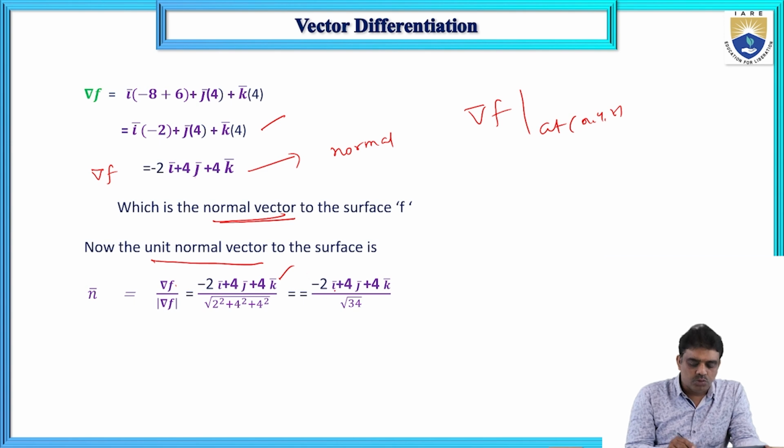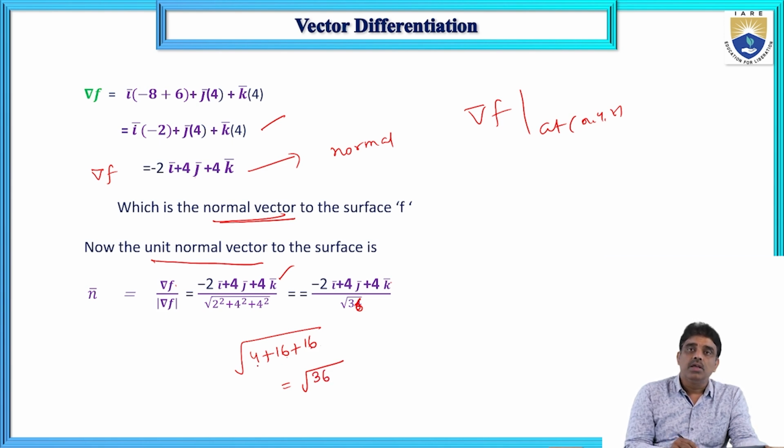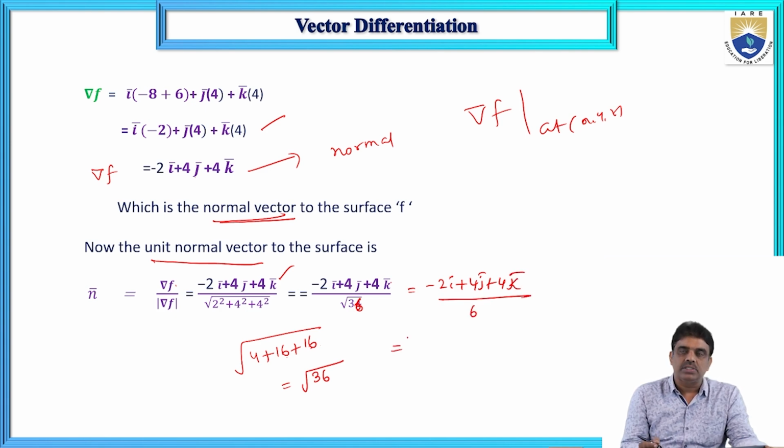That is equal to minus 2i bar plus 4j bar plus 4k bar by the root of 2² is 4, 4² is 16, 4² is 16. So 16 plus 16 is 32, plus 4 is 36. That is equal to minus 2i bar plus 4j bar plus 4k bar by root 36, which is 6. Am I right? 4² 16, 4² 16, 2² 4, 20, 36, root 36.